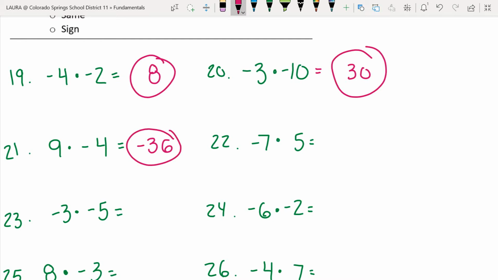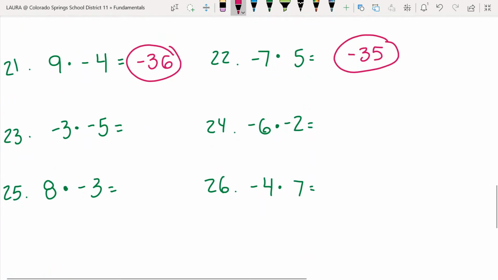Going to 22. This is the last one I'll do for you, and then the last 4 are yours. -7 times 5. So multiply just 7 and 5. That's 35. Because I have one negative, that means my answer is negative. So on number 22, we get -35. All right, there's 4 problems left. Please pause the video, try them out, unpause, check your answers.